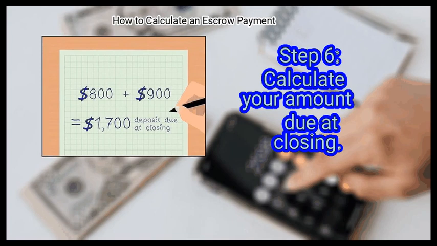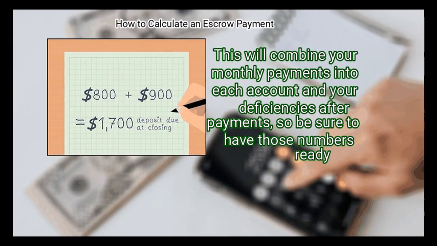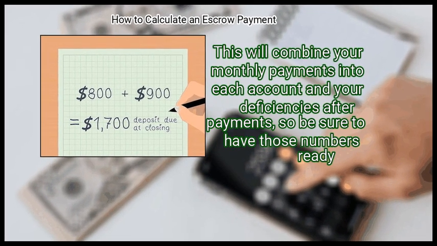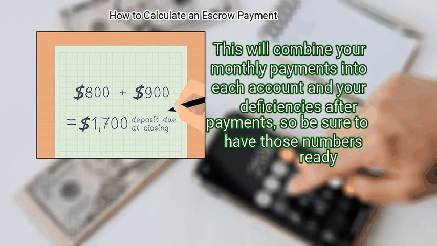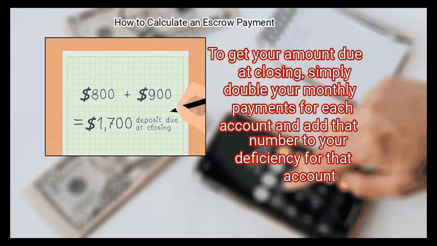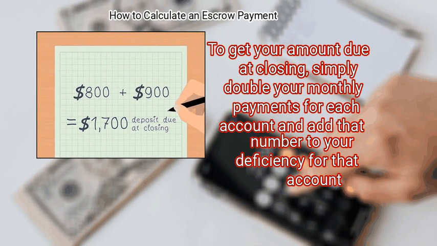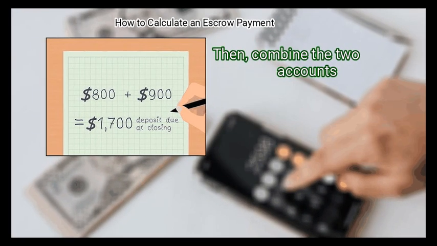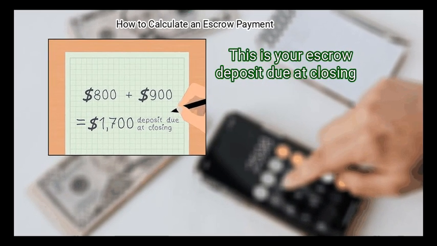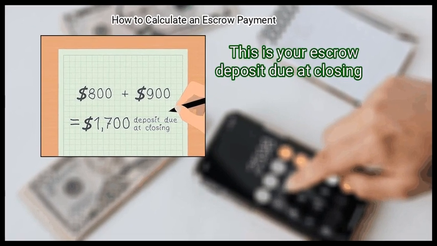Finally, calculate your amount due at closing. This will combine your monthly payments into each account and your deficiencies after payments. So be sure to have those numbers ready. To get your amount due at closing, simply double your monthly payments for each account and add that number to your deficiency for that account. Then, combine the two accounts. This is your escrow deposit due at closing.